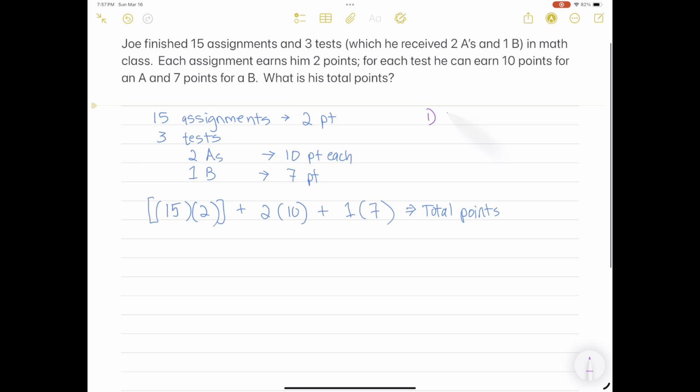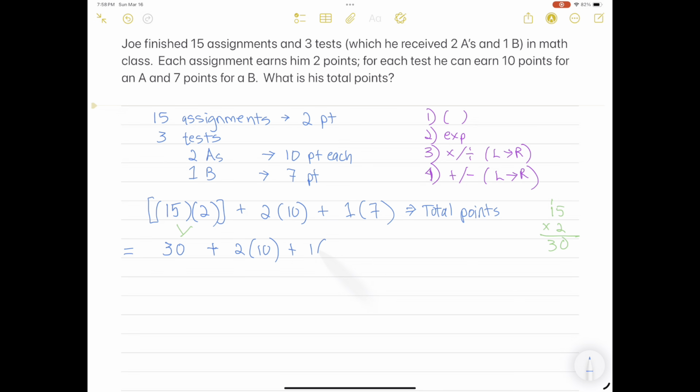So once again, I start out by writing out the order of operations: 1, brackets; 2, exponents; 3, multiplication and division from left to right; and 4, addition and subtraction from left to right. So in this problem, there are 3 multiplications that need to be solved first. I start from left to right. So I start with 15 times 2. I do that equation on the side and I get 30. So I write 30 underneath 15 times 2. I bring down plus, and then I have 2 times 10 plus 1 times 7.